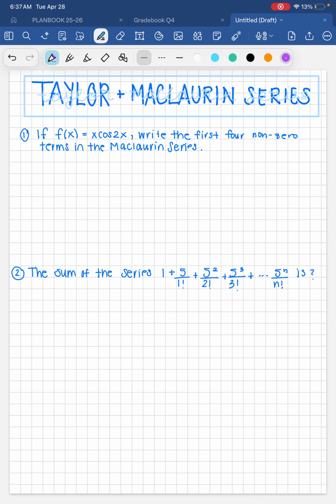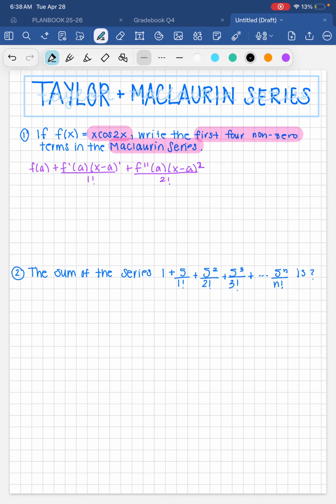So here we go. If f of x is equal to x cosine 2x, write the first 4 non-zero terms in the Maclaurin series. Instead of building the Maclaurin series from this formula that I'm writing in purple, f of a plus f prime of a times x minus a over 1 factorial plus f double prime of a times x minus a, squared over 2 factorial, and so on, we can take one of the common Maclaurin series and build it from that.